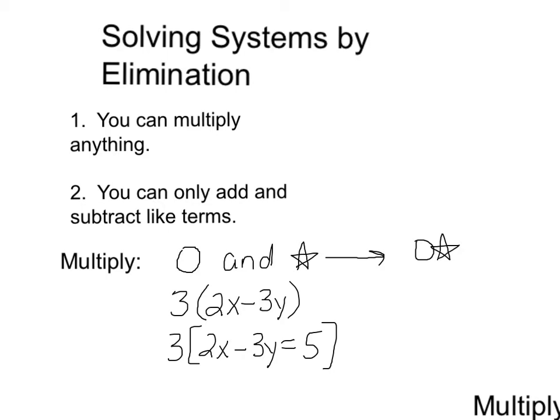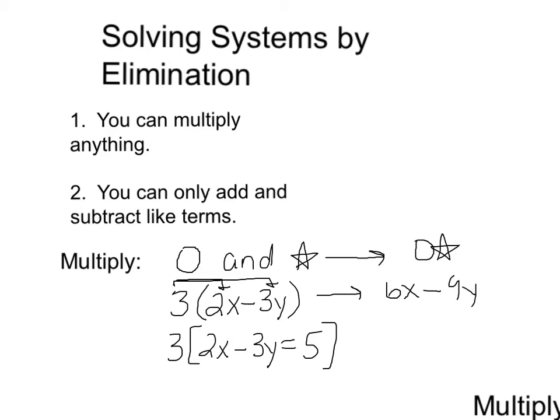If I wanted to multiply 3 times the quantity 2x minus 3y, I would have to do distributive property and take everything in these parentheses times 3. And if I took everything in those parentheses times 3, I would end up with 6x minus 9y.